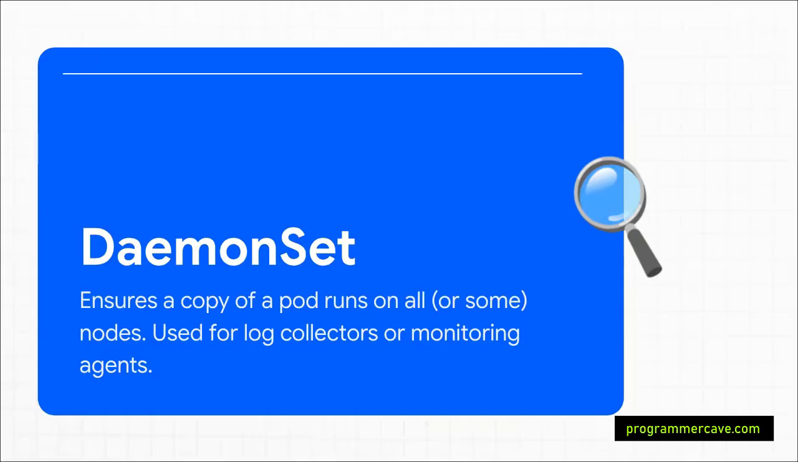And then there's this other really cool workload, the DaemonSet. Its job is simple but absolutely critical. It makes sure that one copy of a specific pod is running on every single node, or maybe just a few specific nodes in your cluster. This is perfect for all those background infrastructure tasks like collecting logs or monitoring server health. It's basically the run-everywhere controller.